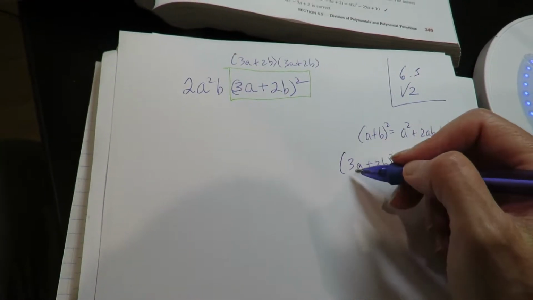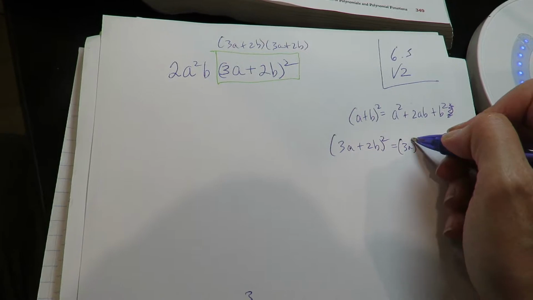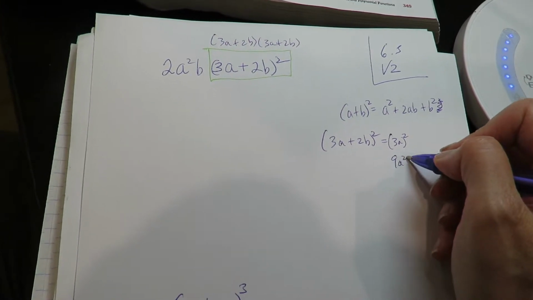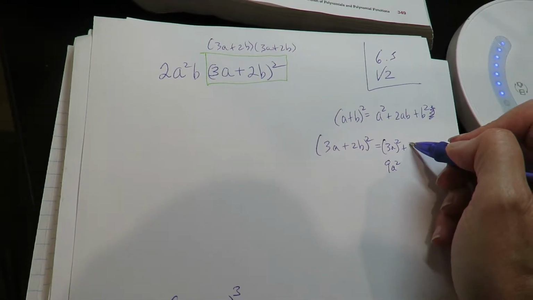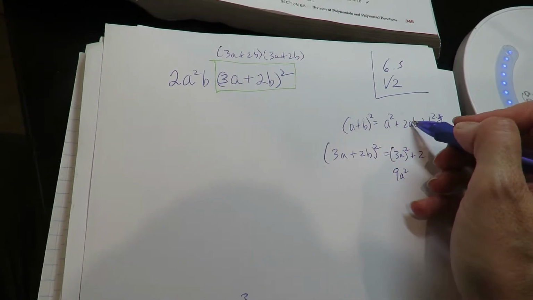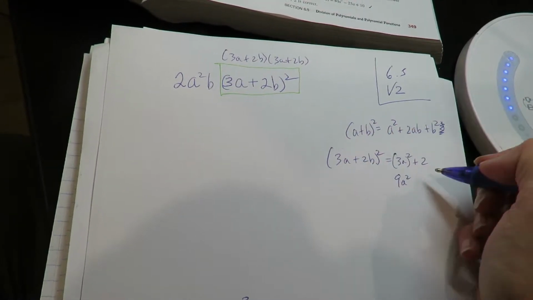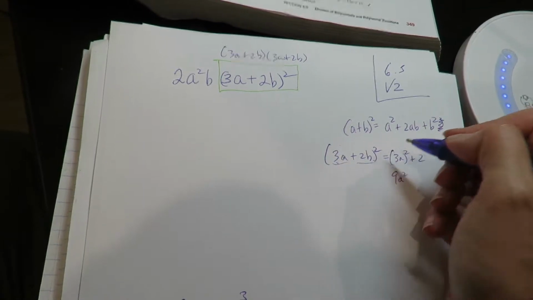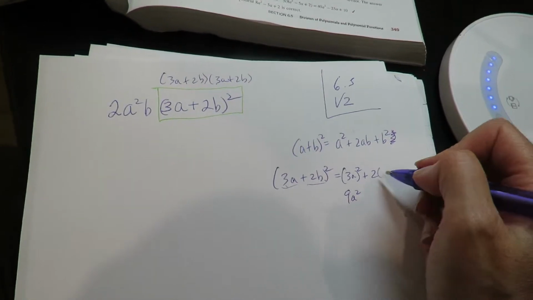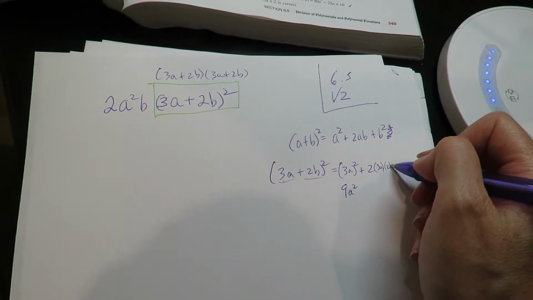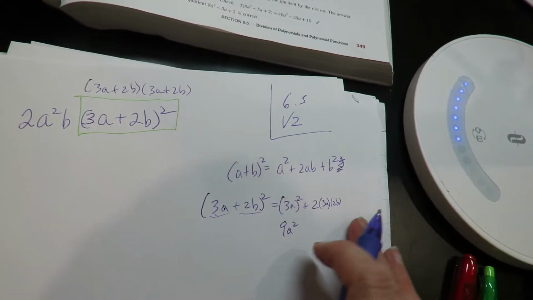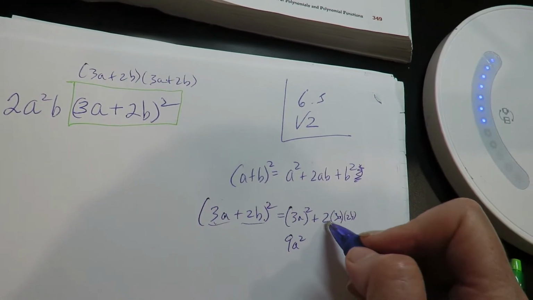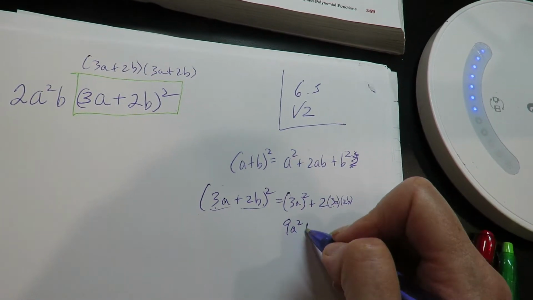This says square the first term. So you're going to take 3a and square it, which is going to make 9a squared. Now the next one, you take 2 times the front times the back. So 2 times 3a times 2b. Sorry, I'm sort of squeezing it in here. So that's 12ab.